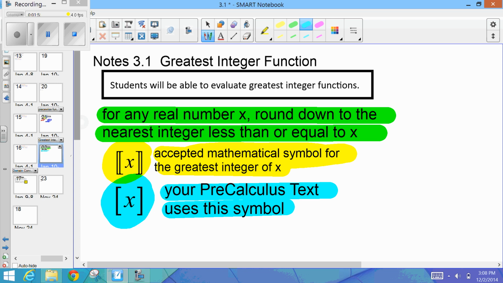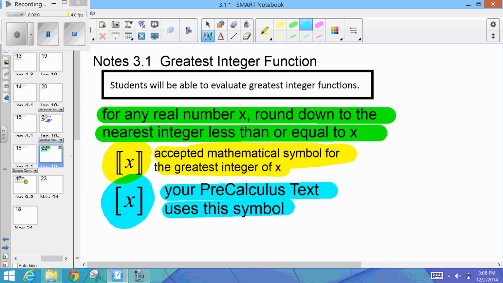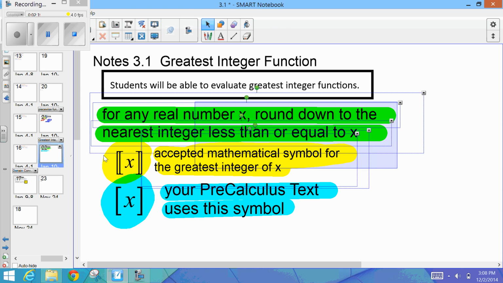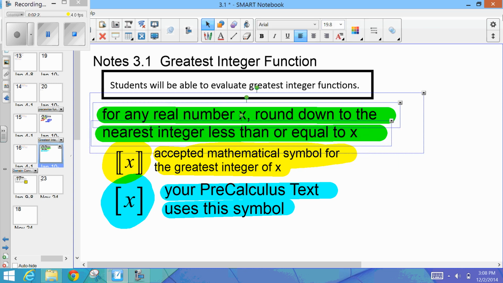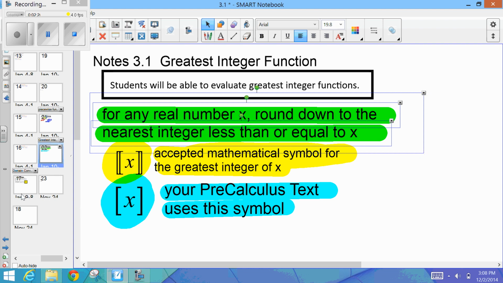All right, is that it for this page? That's it for this page. Moving on. So we're going to evaluate the greatest integer of these four inputs. Let me see here. What I'm doing is I'm going to take this and copy it to the next page.